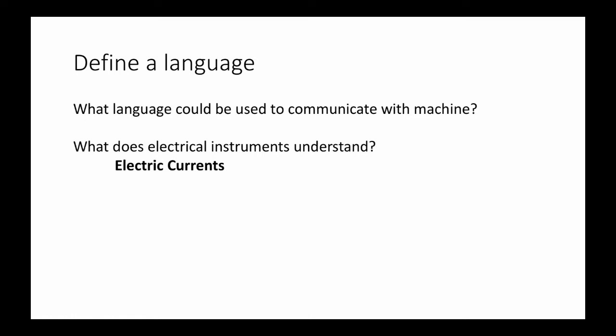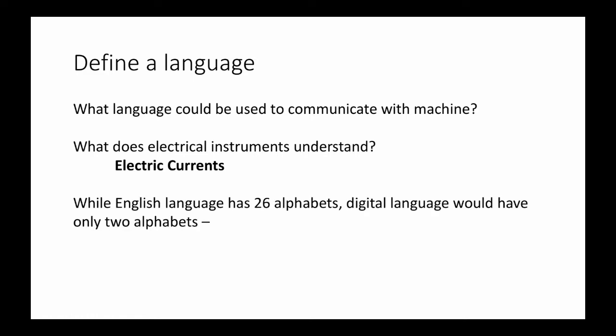Now, can we use electric currents to communicate? Can we give some kind of signals to electrical instruments using electric currents? And the answer is yes, we can. And how we do that is by having two alphabets in our language, that is electric current on and electric current off. So just like the English language has 26 alphabets in it from A to Z, our language will just have two alphabets in it, on and off. And how we use that to communicate with hardware is what we're going to see in the next few slides.